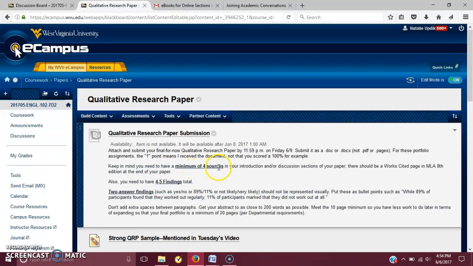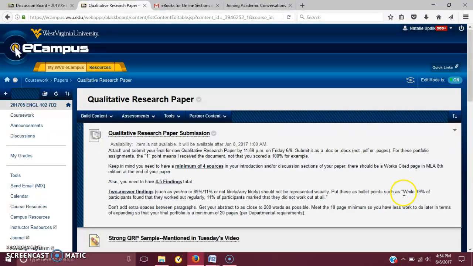You need a minimum of 4 sources. You can include those in your introduction and discussion sections. I showed you in the last video a lot of good ways to include that. You need to have at least 4 to 5 findings, and for two-answer findings, like yes or no questions or two percentage questions, rather than having a pie chart of two percentages, just put that into a bullet point, and I put an example here of what that might look like.